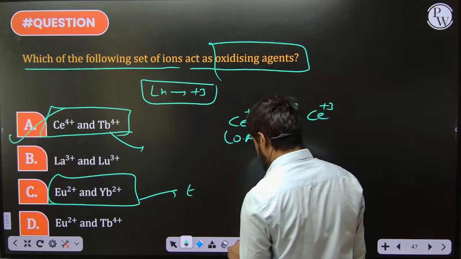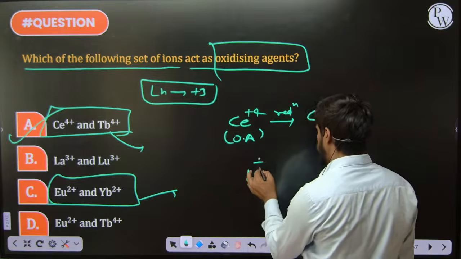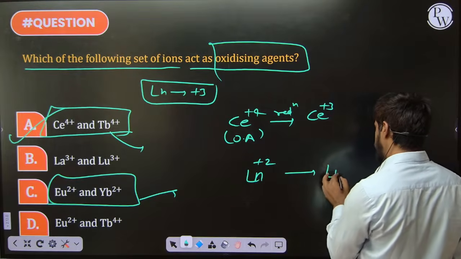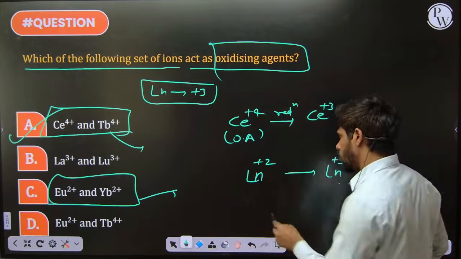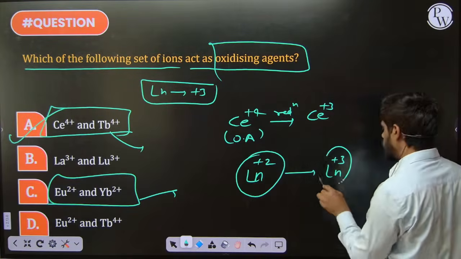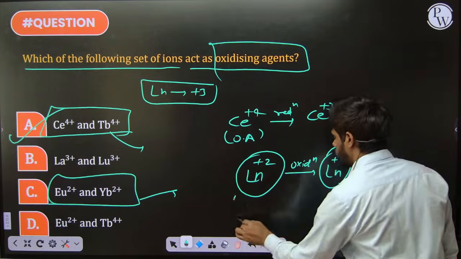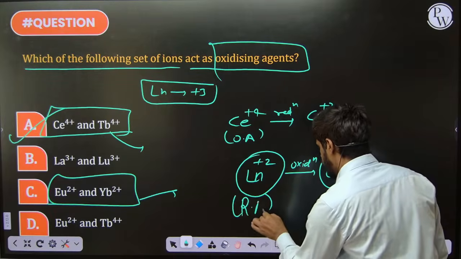If it is Ln2+, it will get converted into Ln3+. For any lanthanide, if it is in the 2+ oxidation state, it will get converted into 3+. Since this is an oxidation, the species itself is known as a reducing agent.